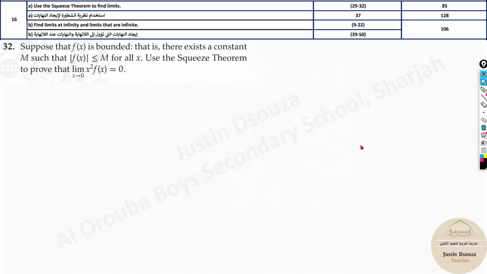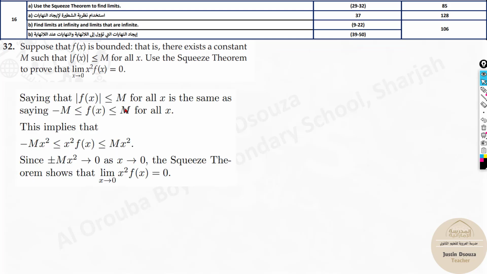And from now on, please do try to solve these problems by yourselves because we have already solved similar ones. Let's quickly see this. Suppose f of x is bounded, that is, there exists a constant m such that the modulus of f of x is less than or equal to m. Use squeeze theorem to prove that the limit of x squared f of x is 0. Now, the most important part is they have told constant m. So constant means whatever happens will be 0, right? So all you do is do the squeeze theorem. See, over here it's written in detail.